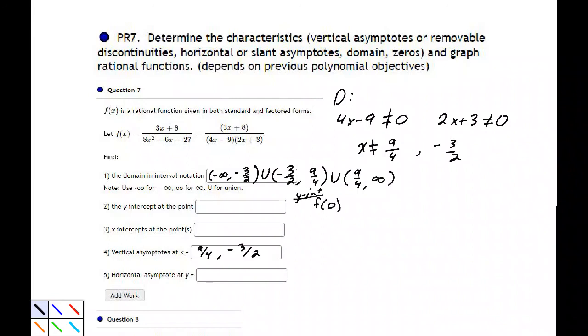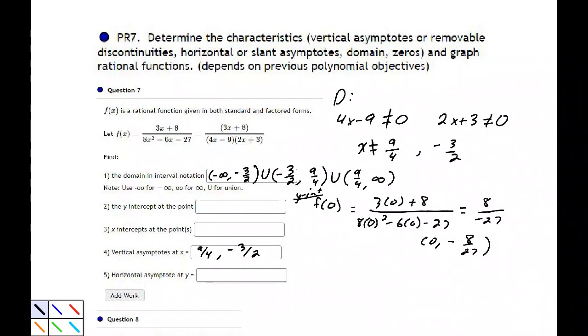I'm going to use the standard form, so that'll be 3 times 0 plus 8 as a numerator, all over 8 times 0 squared minus 6 times 0 minus 27. The numerator will be 8, the denominator will be negative 27, and that doesn't reduce. So the point for that is 0, negative 8 over 27. Fill that in as part 2. 0, comma, negative 8 over 27.